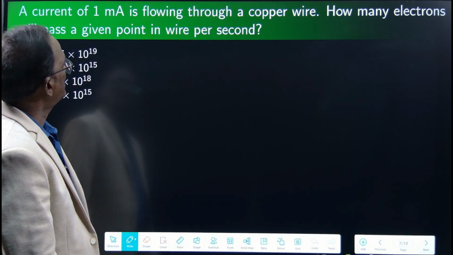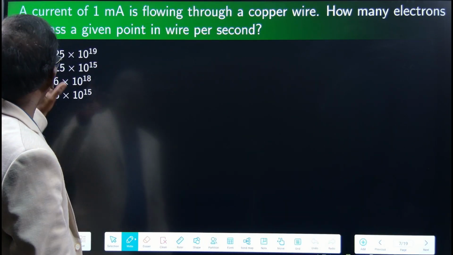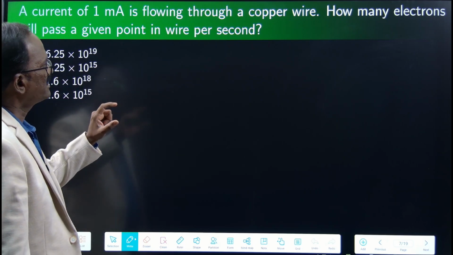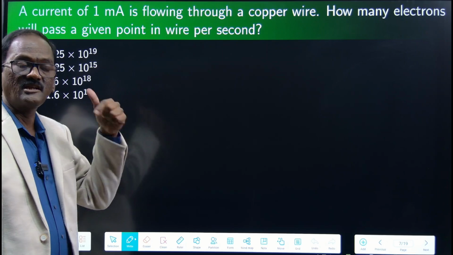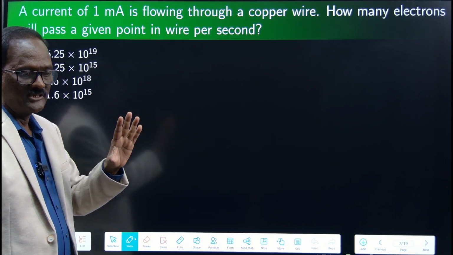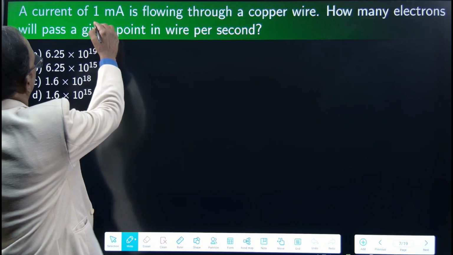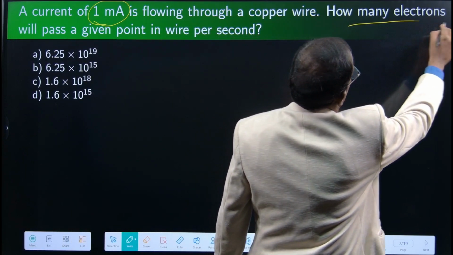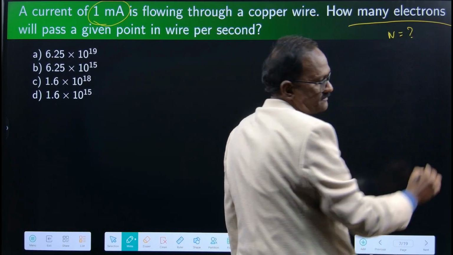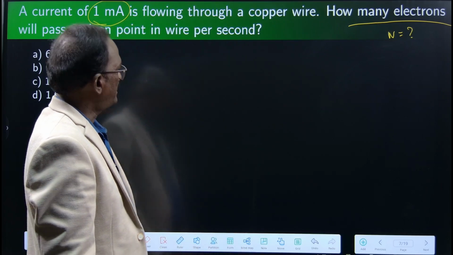A current of 1 milliampere is flowing through a copper wire. How many electrons will pass a given point in the wire per second? In the last problem, N was given, 10 to the power of 7 electrons was flowing. What is the value of current? But here current is given. How many electrons? N value is asked. I is given, N is asked.